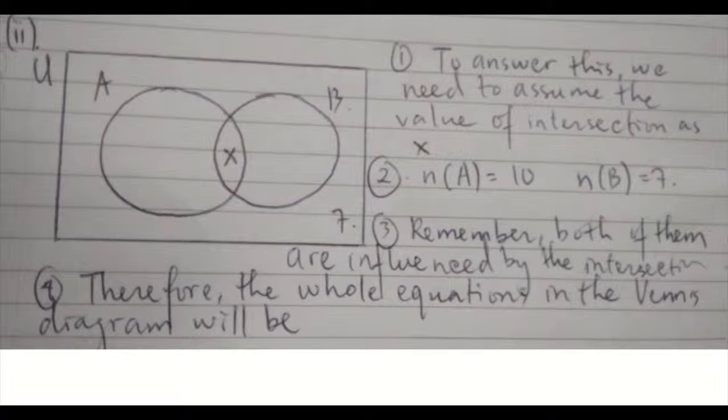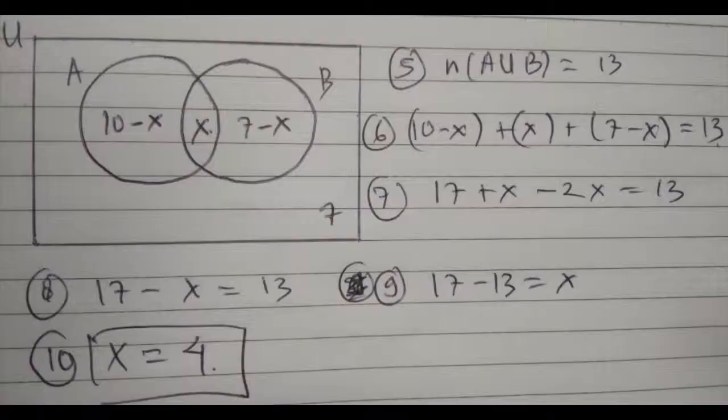And then the second one is that we know that the number of elements in A is 10 and the number of elements in B is equal to 7. And we need to remember in the third step that both of them are influenced by the intersection. That's why there is the idea of 10 minus x and 7 minus x. And then, therefore, the whole equation in the Venn diagram will be, you see this, we know that the number of elements in A union B is 13. And 13 consists of these terms, 10 minus x plus the intersection x plus 7 minus x, which is equal to 13.